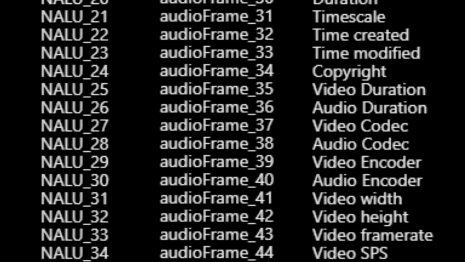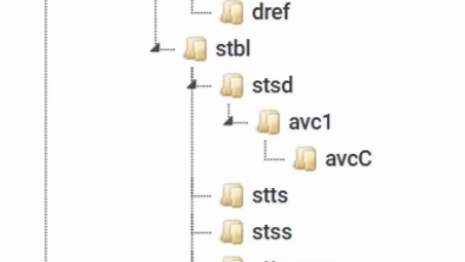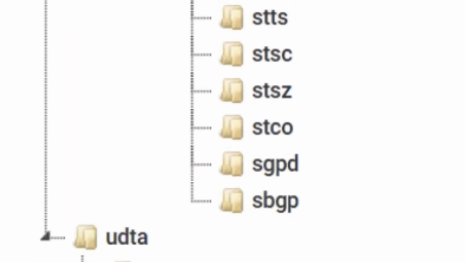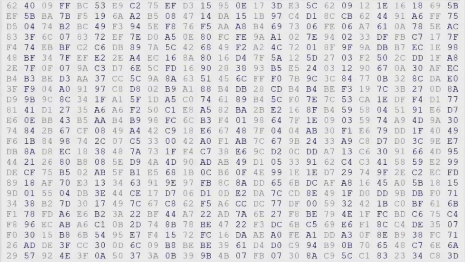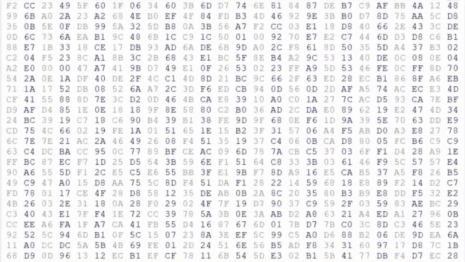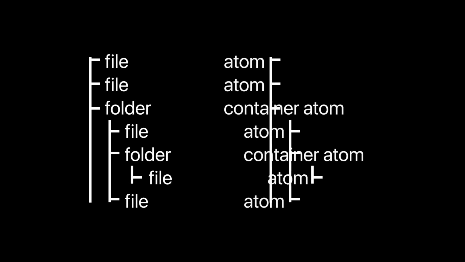To hold our video, audio, and metadata together, we will use a container format using files and folders. Some files store metadata like codec details and timing, while others hold the actual compressed NAL units and audio frames. This format is what we call MP4. Let's call our files atoms.